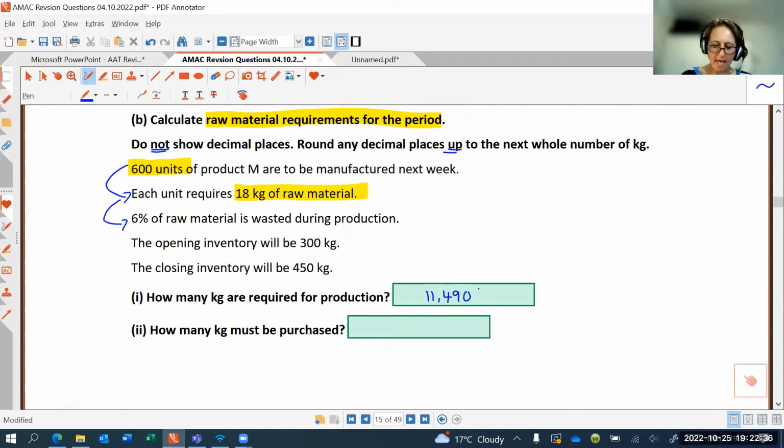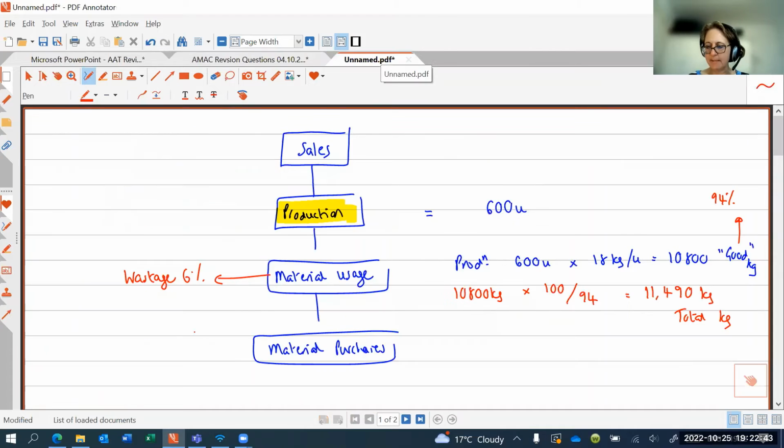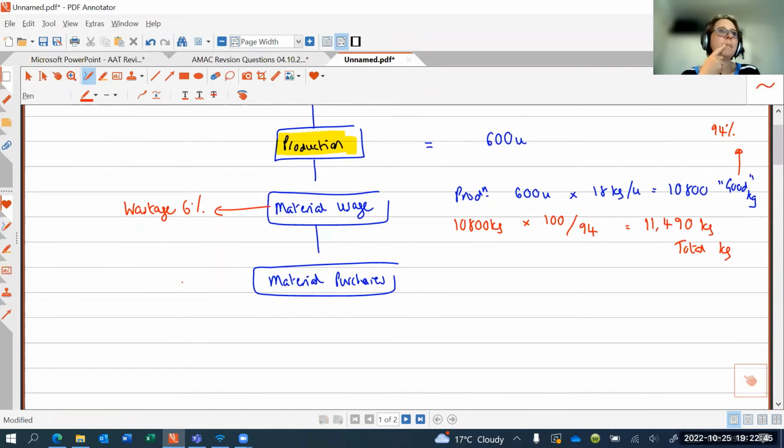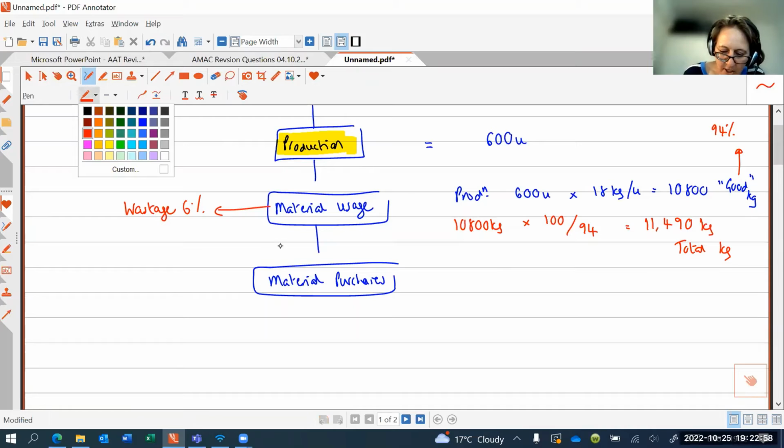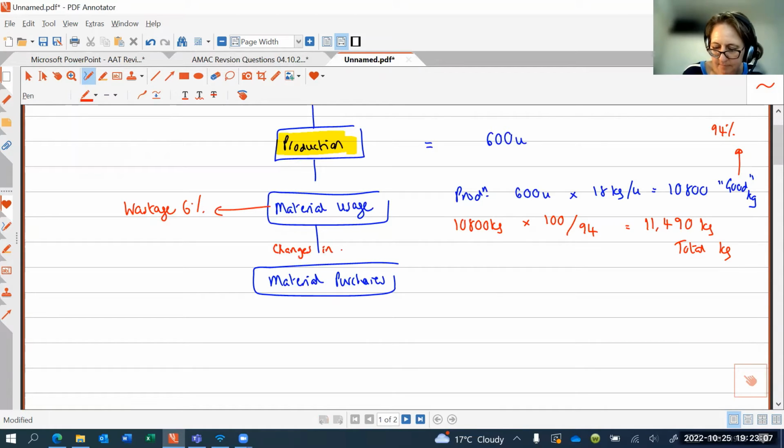So where from there? Well, the next part is how many kilograms must be purchased? Well, I now know how many kilograms I'm going to use. Anybody help me with how do I get from the number that I'm going to use to the number that I need to purchase? What do I need to adjust for in between usage and purchases? Excellent. Yep. You need to adjust for inventory. So you need to adjust for any changes in inventory.